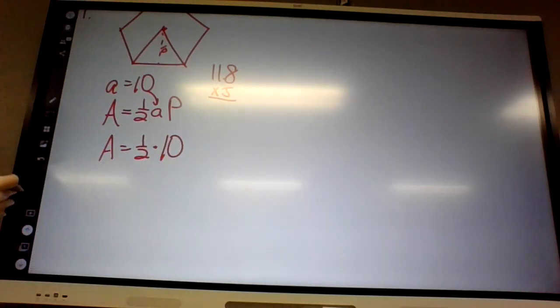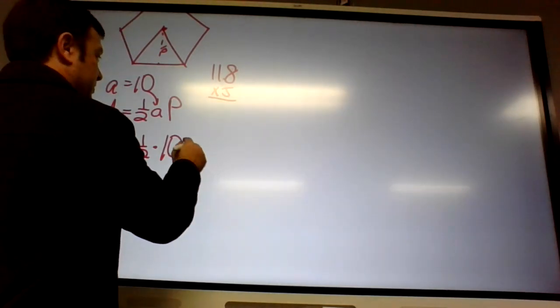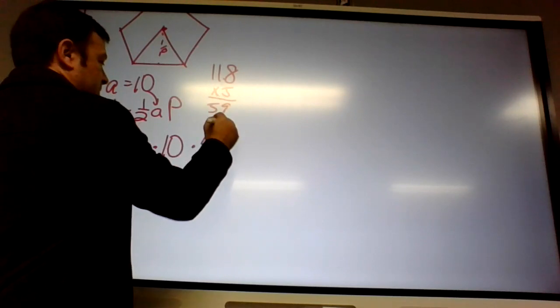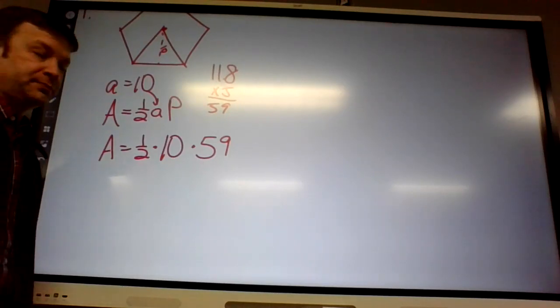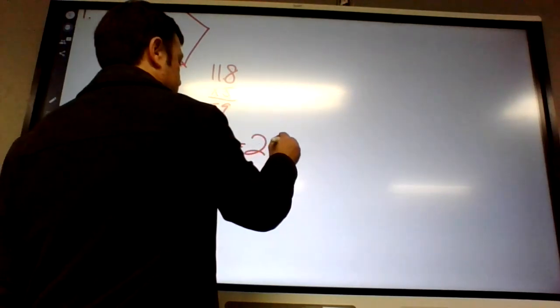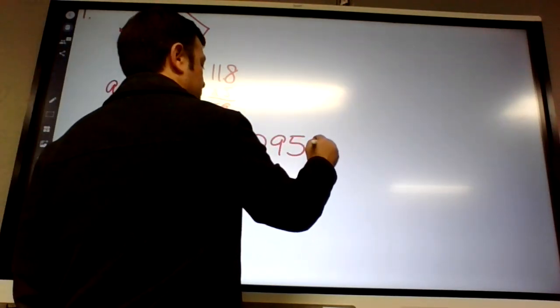1/2 times 10, that's the same thing as divide by 2, right? So 1/2 times apothem times perimeter. I think this one's centimeters.